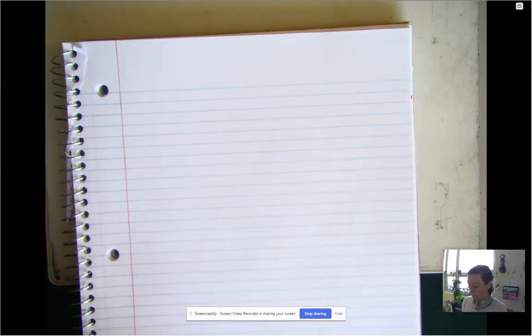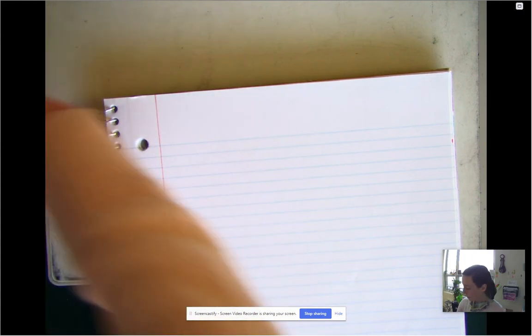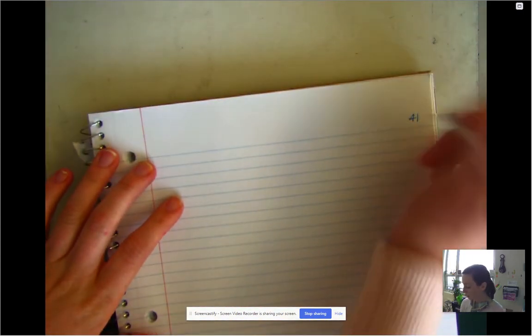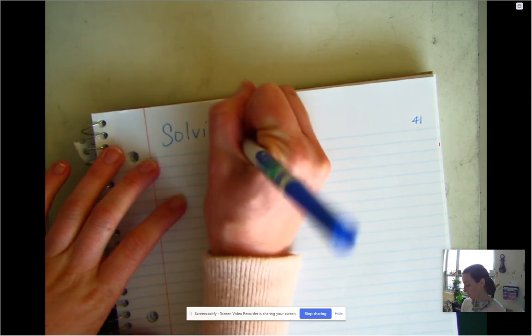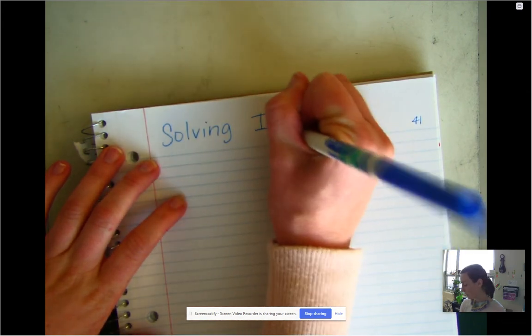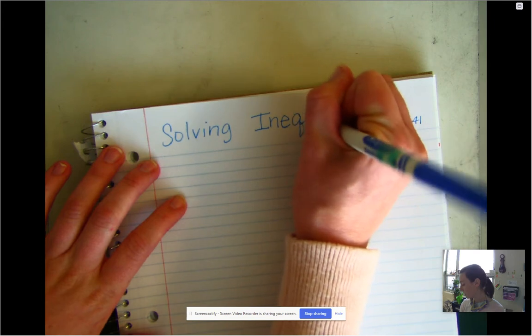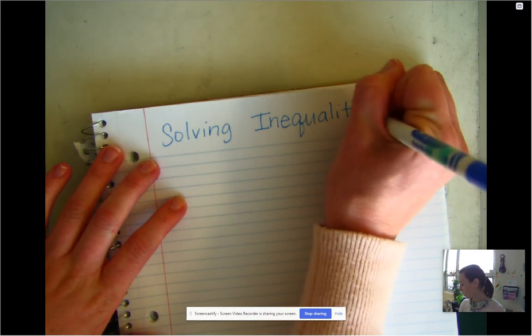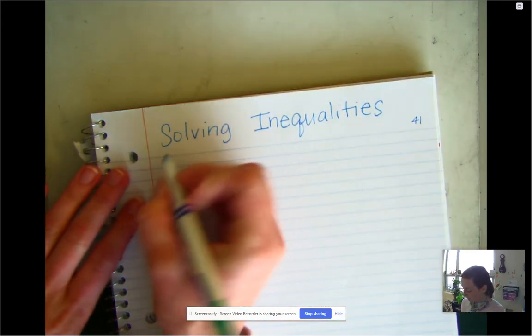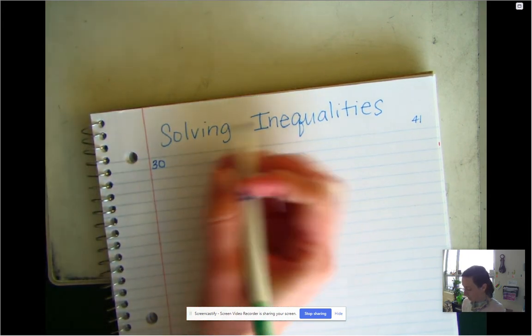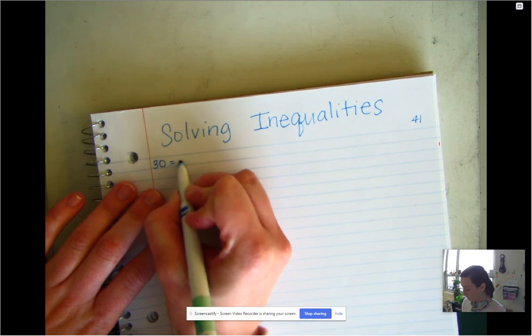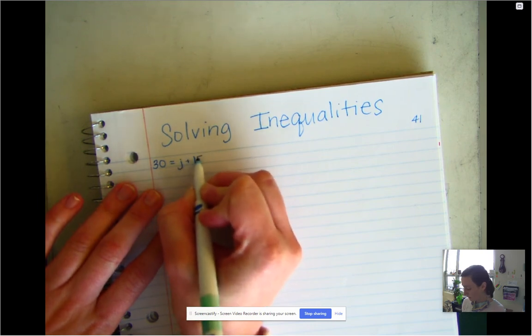Okay, we are on the other side of page 41 now, and we are talking about solving inequalities. In the previous part of the unit, we solved equations. So as a quick refresher, let's say that I had 30 equals j plus 15.